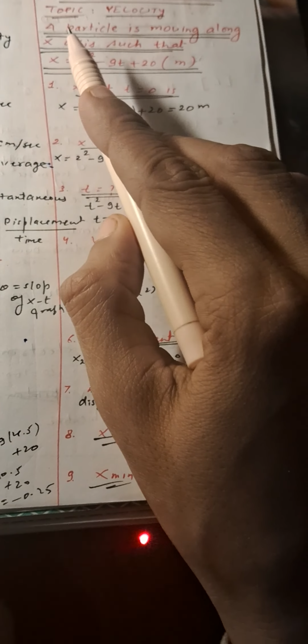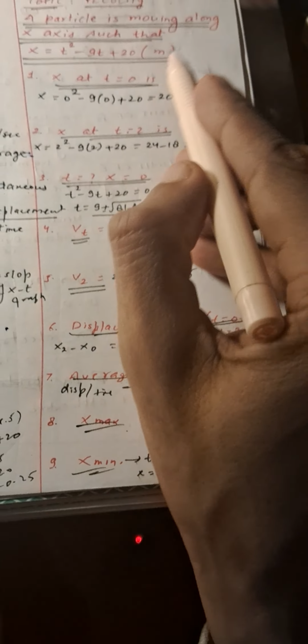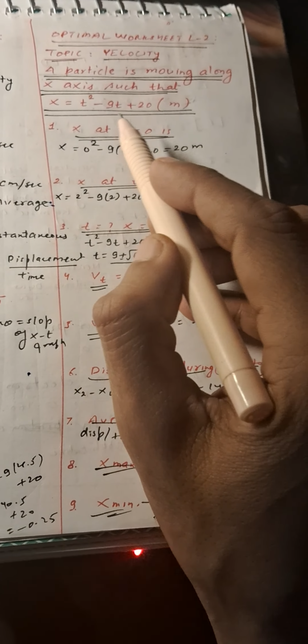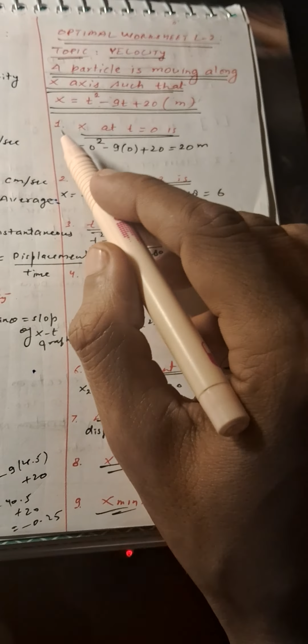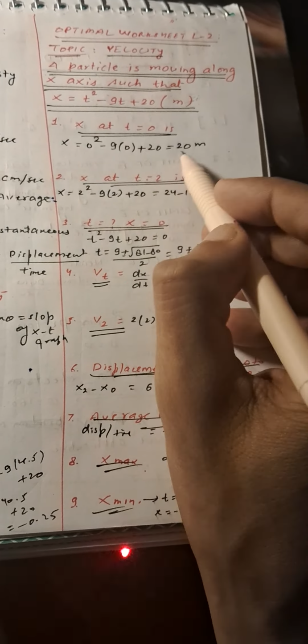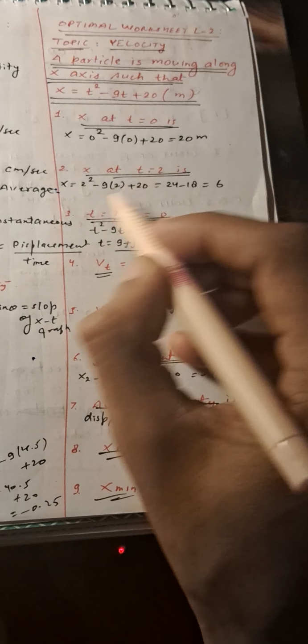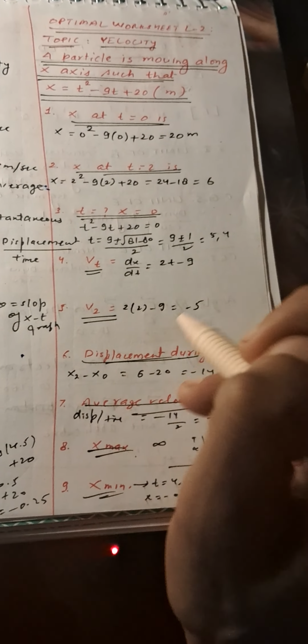So level 2 worksheet is that a particle is moving along x-axis such that x is equal to t square minus 9t plus 20. The unit of x is meter. First question is x at t is equal to 0, so it's 20 meter. Then x at t is equal to 2, it is 6 meter if you calculate.